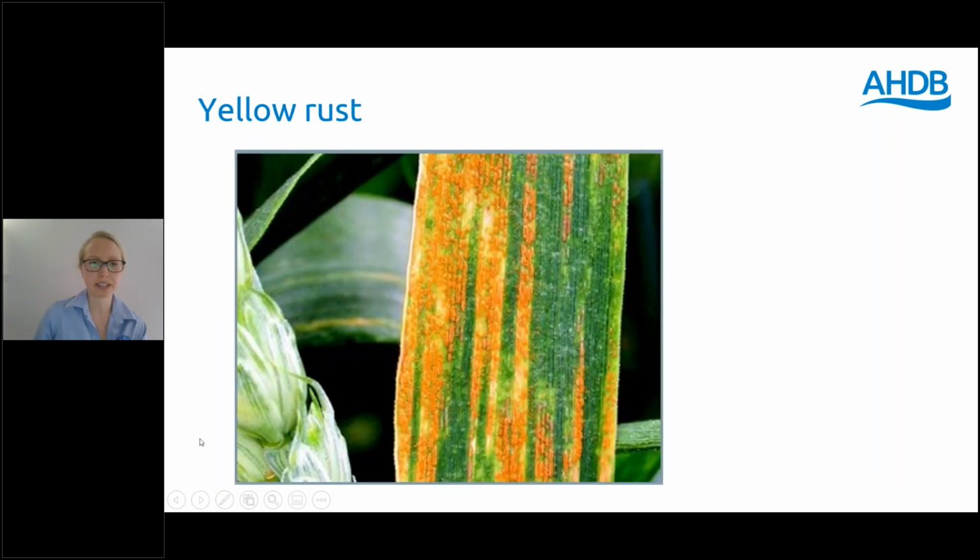And then this is yellow rust. So we have the characteristic yellow stripes with the pustules on. So you should only assess it as yellow rust if you can see these pustules. Next slide, please.